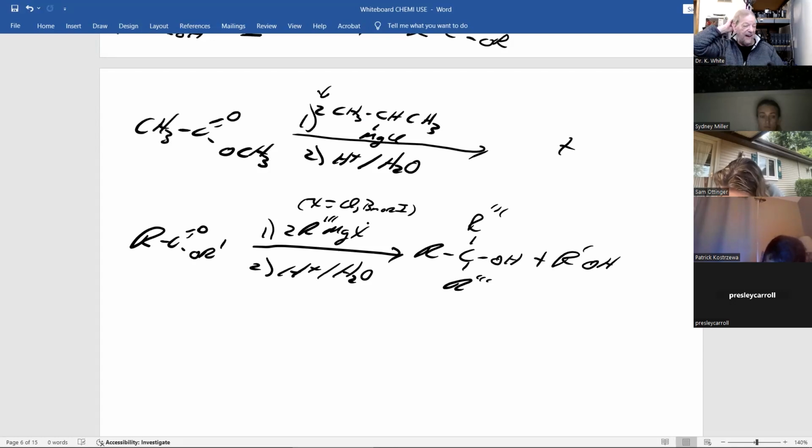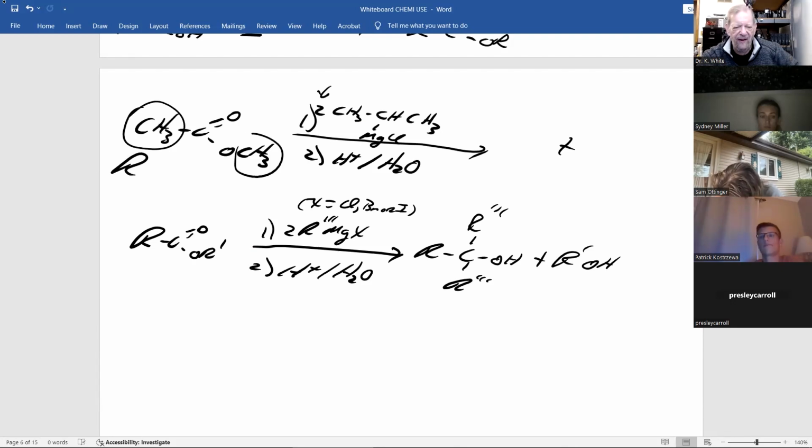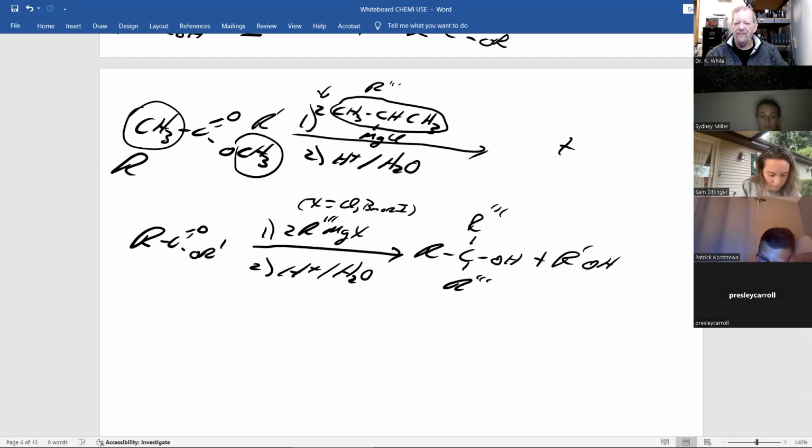So let's find out what's our R. This methyl group. What's our R prime? This methyl group. What's our R triple prime? This isopropyl group. So let's start writing our structures. So I have my R group, methyl. I'll have this carbon. We'll have an OH group on it.